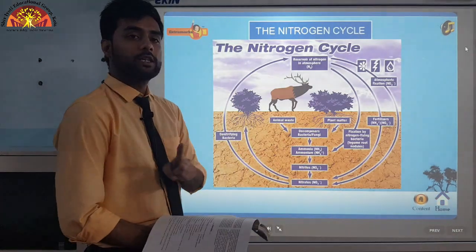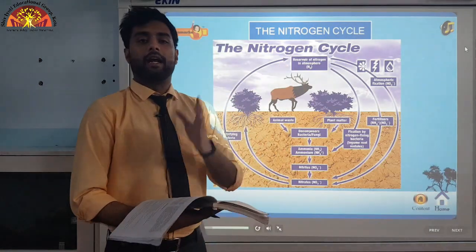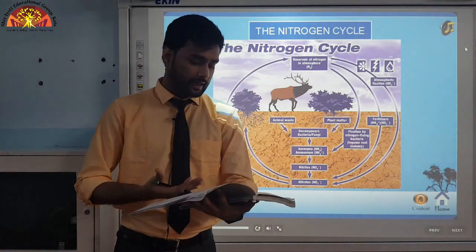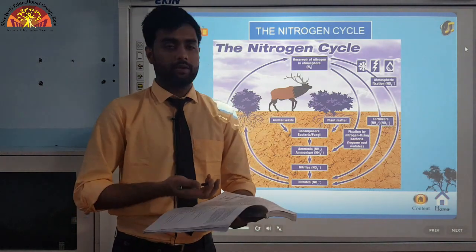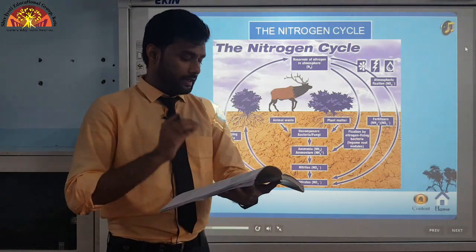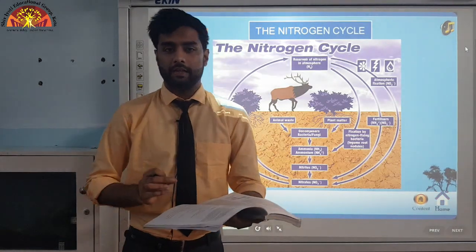Nitrogen can also be fixed by the process of lightning. Whenever there is lightning, nitrogen is converted. Now, there are still other types of bacteria capable of converting nitrates into free nitrogen, a process which is known as denitrification. Underline this, that converting nitrates into free nitrogen is known as denitrification.